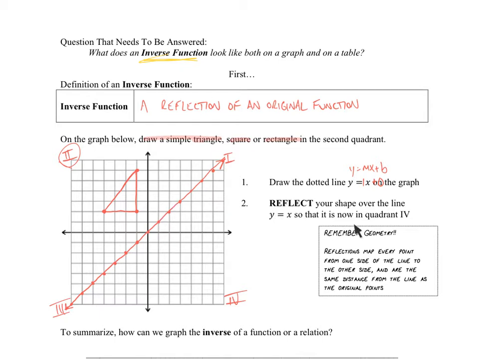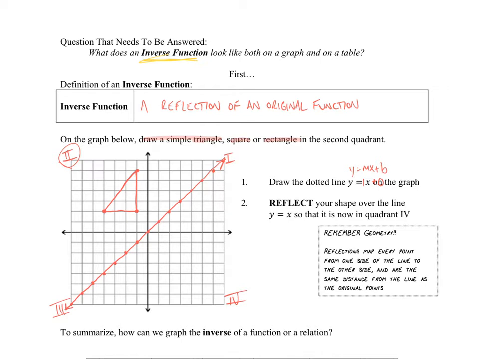And now we're going to reflect our shape over the line y equals x so that now it's in quadrant 4. So remember from geometry that what a reflection does is it maps every point from one side of the line to the other side. And each point is going to be the same distance from that line as the original point was. So I'll just show you here what that means.